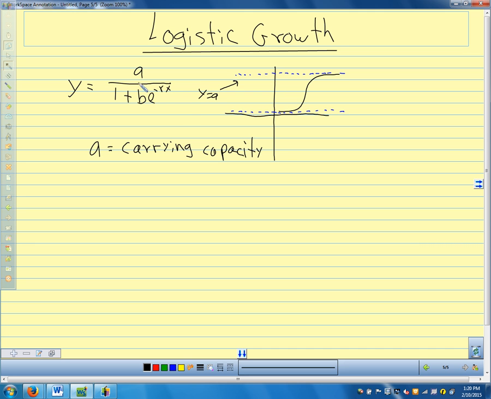And we end up with an equation that looks like this. The other constants B and R depend on the situation. We would treat this just like any other exponential equation, and we would end up having to solve for R or solve for X or something like that. So I just wanted you to have an idea of when people talk about logistic growth, it's a pretty common exponential growth model. All right, questions?